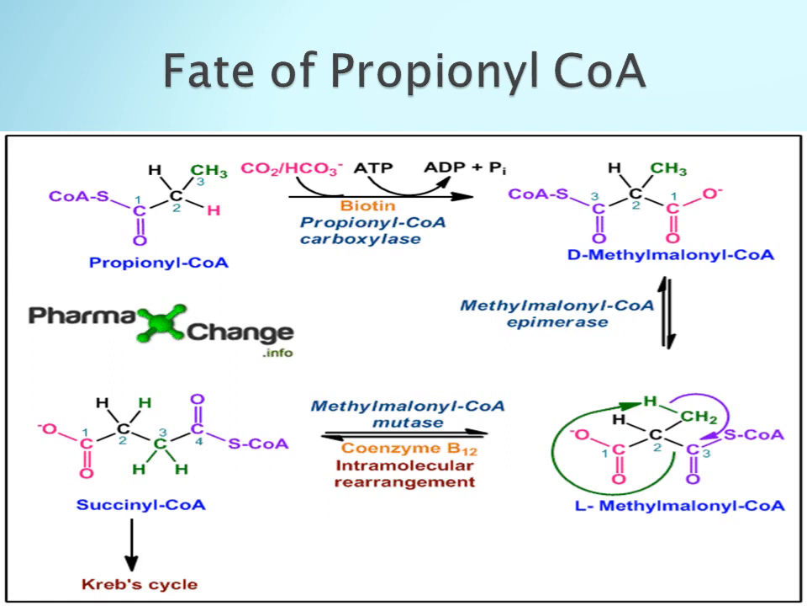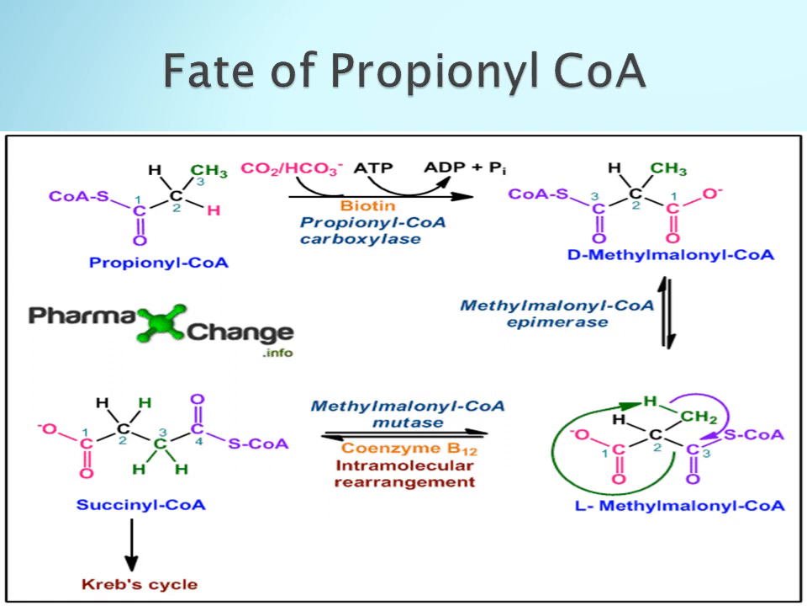This D-methylmalonyl coenzyme A is converted into its L isomer, that is L-methylmalonyl coenzyme A, by the action of the racemase enzyme. L-methylmalonyl coenzyme A is then rearranged into succinyl coenzyme A. For this reaction, vitamin B12 and mutase enzymes are required. Succinyl coenzyme A then enters the TCA cycle and goes for either oxidation or gluconeogenesis.